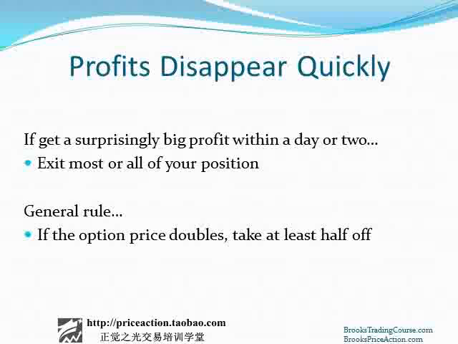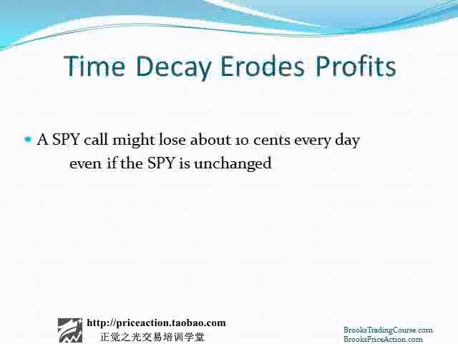Profits disappear very, very quickly in options. So if you get a surprisingly big profit within a day or two, it's usually better to exit most or all of your position. In general, if the value of the option doubles in price, take at least half off. So if you paid $1 for the option, and then yesterday and today it's worth $2, take at least half off, if not all off, if it's achieved your goal.